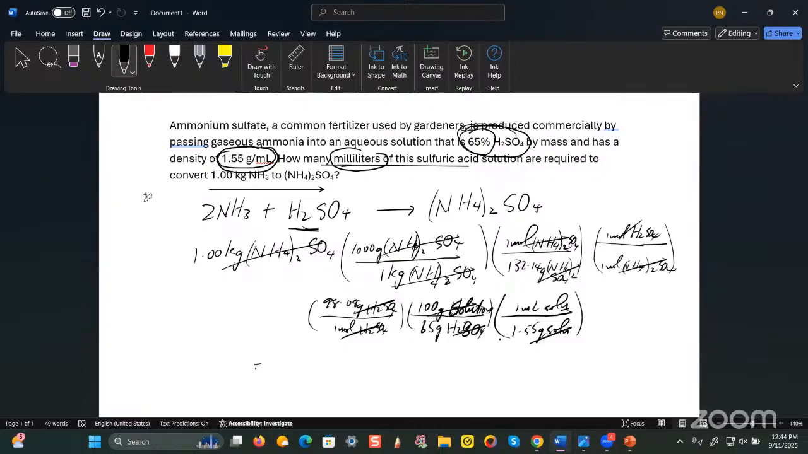And again, please folks, make sure that I'm doing the right thing by doing the calculation along with me, just in case I made an error somewhere. So 1000 divided by 132.14, and then multiply by 98.08, and then multiply by 100, divided by 65, divided by 1.55. And according to my calculations, in this case, I have to round off to 2 sig figs because of the 65 here. So according to my calculation, this would be equal to 740 mL of solution.